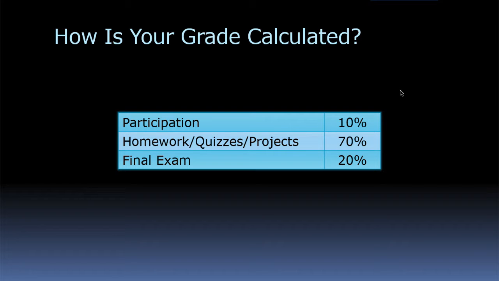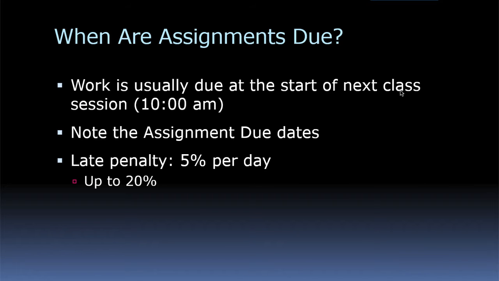And then at the end, we have the final exam, which is 20%. What do the assignments do? Basically, it's the start of the next class. And the assignments that I give out today will be due at the start of the next class, which is 10 o'clock. You can see the assignment due dates on the syllabus.